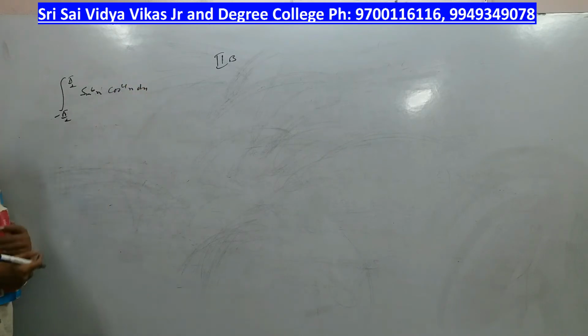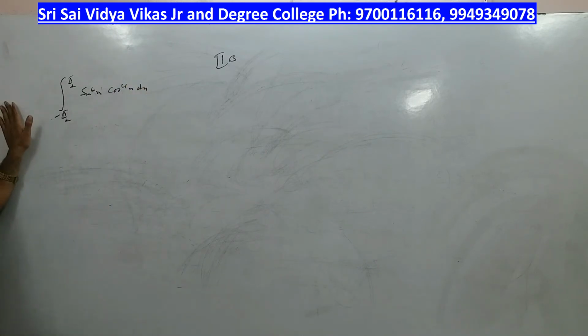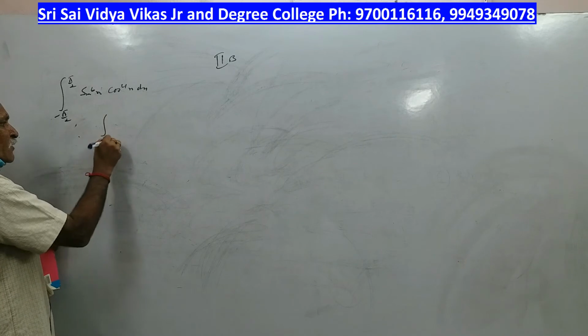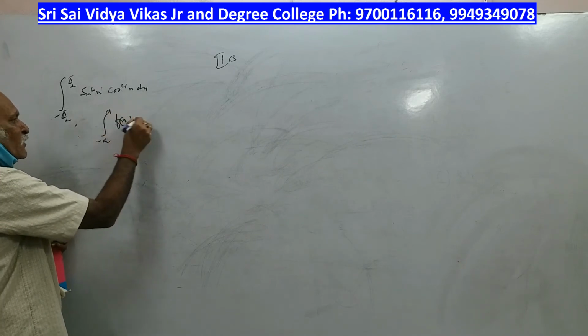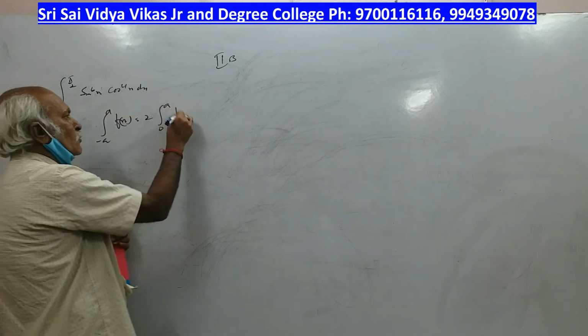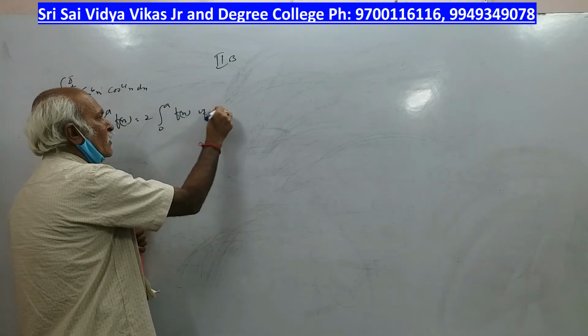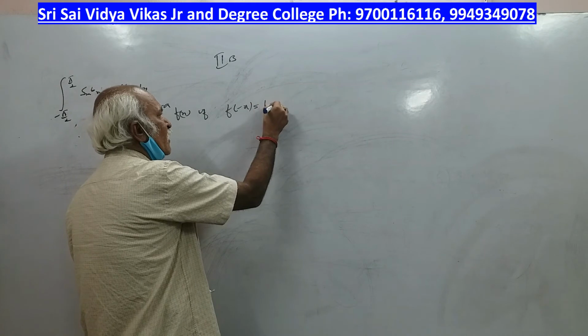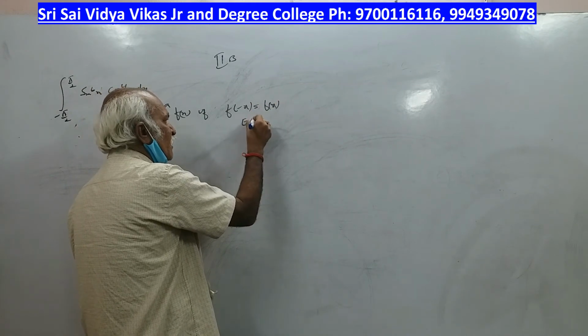Next one. Minus pi by 2 to plus pi by 2 sine power 6 into cos power 6 dx. Okay, now minus a to plus a, f of x is equal to 2 times 0 to a f of x, if f of minus x is f of x, which is called an even function.